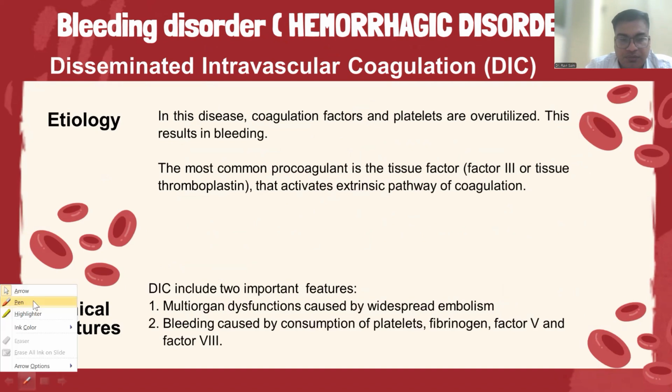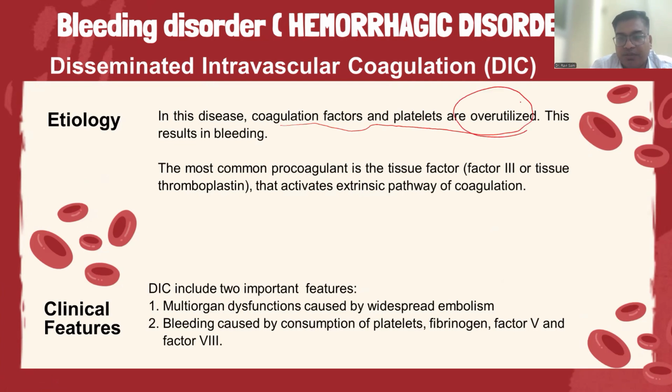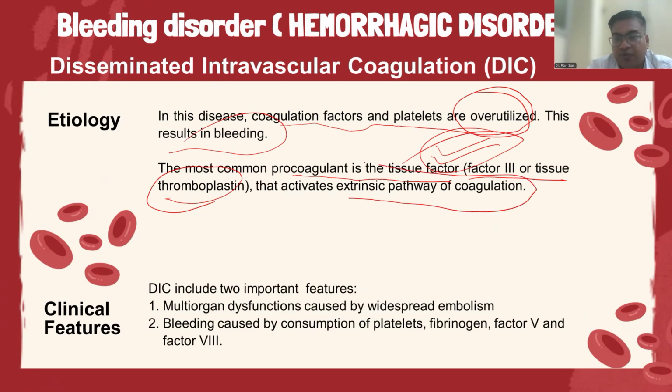Etiology: in this condition, coagulation factors and platelets are overutilized. This results in bleeding. The most common procoagulant is tissue factor 3 or the tissue thromboplastin. These procoagulants are very important in case of DIC, which activates the extrinsic pathway of coagulation. Factor 3 and tissue thromboplastin activate the extrinsic pathway of coagulation, and due to these procoagulants, there is an overactivity of coagulation, which results in the overutilization of these factors.